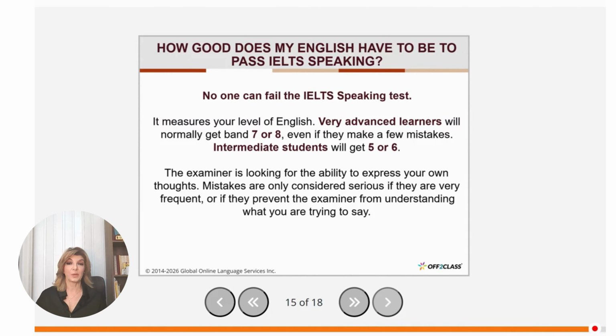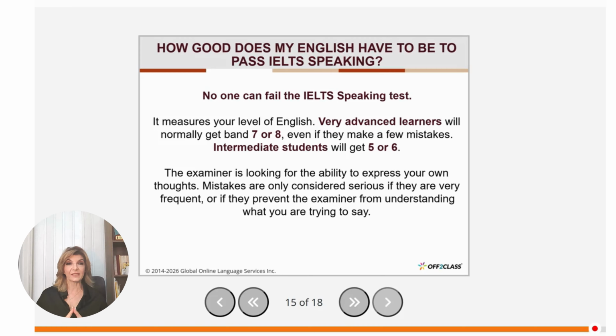As I said, you want to express your own thoughts. Mistakes are only considered serious if they are frequent and if you don't know you're making mistakes. A native speaker will always make a mistake also. It's the train of thought. You're nervous, it's the day of the test, but we correct ourselves. The examiner can see that we know what we're saying. It's just maybe the stress is getting to us, or we're losing our train of thought, trying to focus so long.